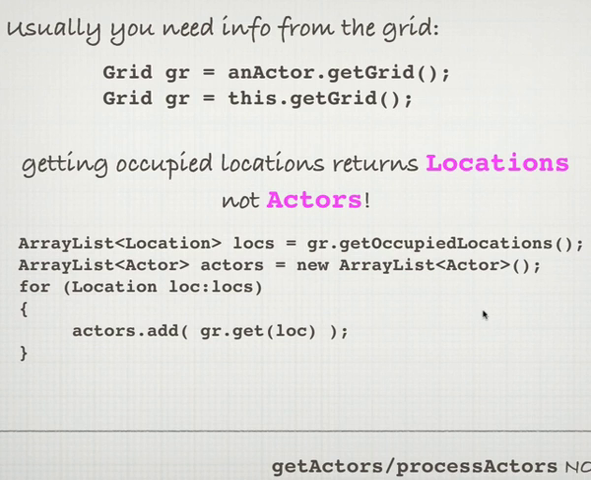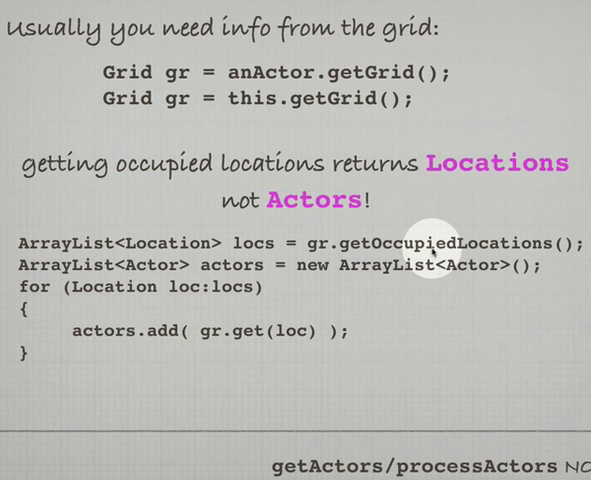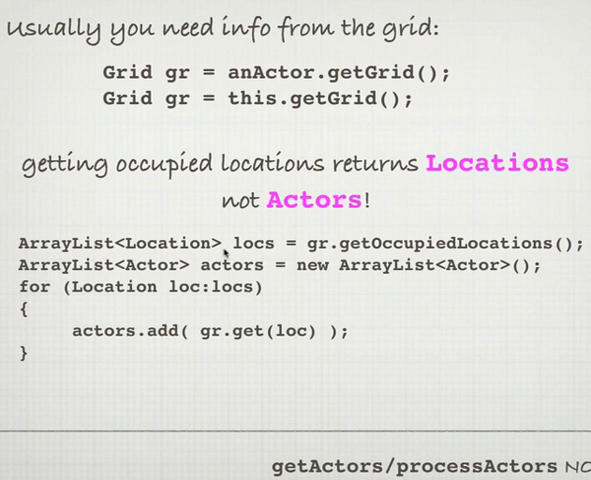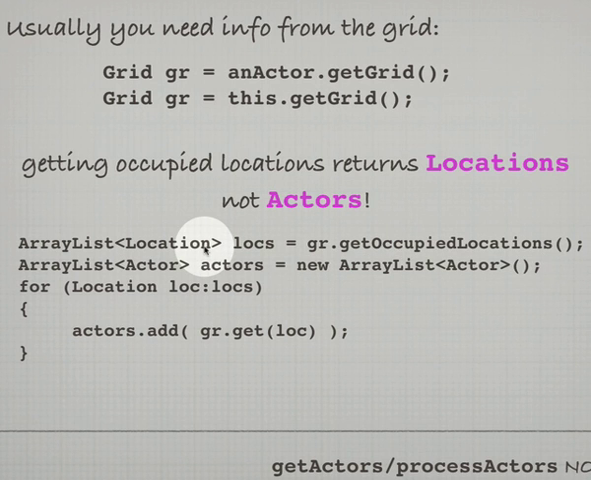This is a sample code. I first find out where my grid is with a getGrid. Then I say, okay, get all the occupied locations. So this is going to be everything on the grid. So I have an array list of locations. And then I initialize a brand new list of actors. And here's a little loop so that you go ahead and fill up your array list of actors by asking your grid to get that location that's in your occupied locations and add that to your list.